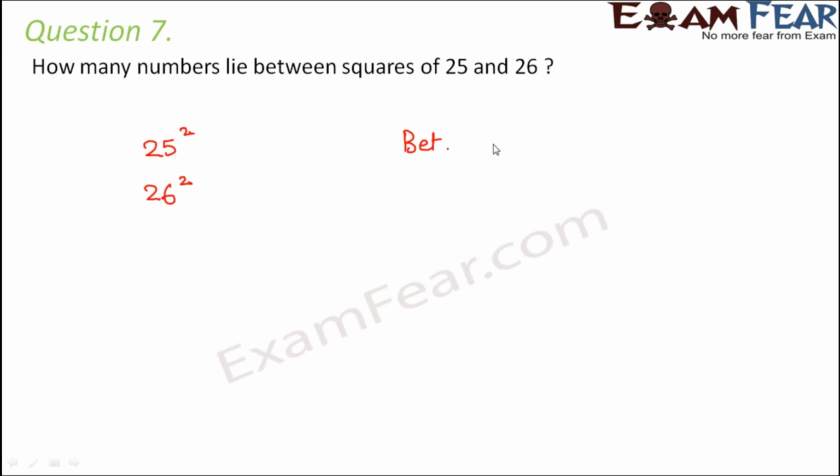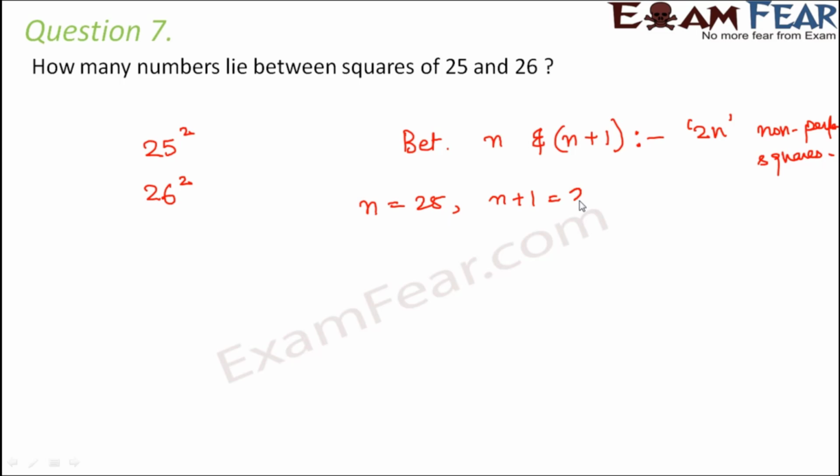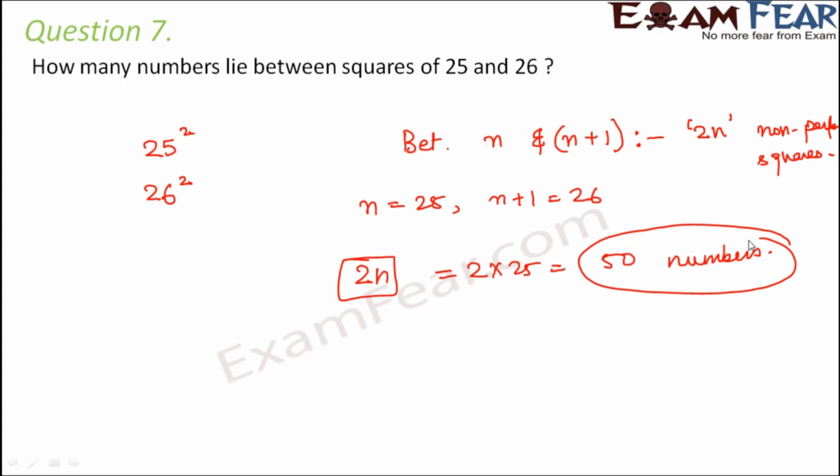So we have learned that between squares of two numbers n and n plus 1, 2n number of non-perfect squares will exist. So what is the value of n here? So n here is 25. So in this case n is 25 and n plus 1 is 26. So that means between squares of 25 and 26, 2n numbers will exist, that is 2 into 25, which is 50. So 50 numbers lie between the squares of 25 and 26.